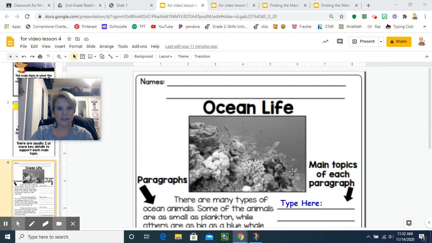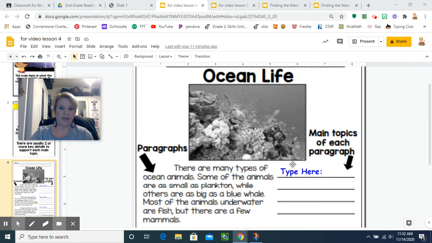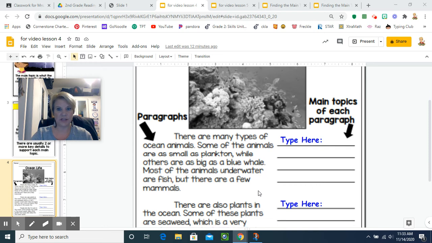This time we're going to start with finding the main topic of each paragraph that we read. When we do that, we're going to be able to find what every paragraph was about and decide what the whole story was about, or the whole main topic. This story is called Ocean Life, and I'm going to start just by reading one paragraph at a time. Each time we read a paragraph, we are going to talk about what the main topic of that particular paragraph was about.